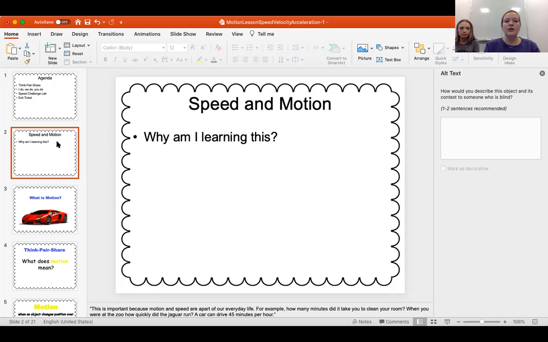You might be wondering now, why am I learning this? This is important because motion and speed are a part of our everyday life. For example, how many minutes did it take you to clean your room? When you were at the zoo, how quickly did the jaguar run? A car can drive 45 miles per hour. These are all perfect examples of speed and motion.